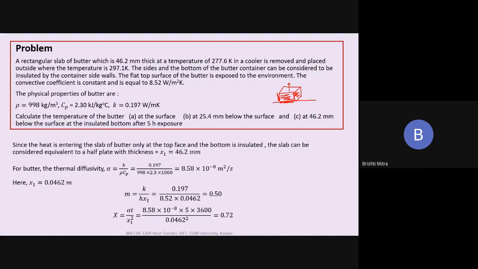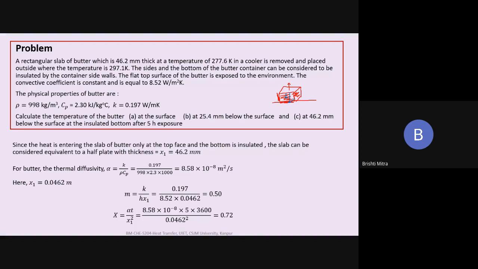But the surface, what is the temperature at 25.4 millimeters below the surface? Let me just change my ink color. So we have to find out the temperature 25.4 millimeters below the top surface, and at 46.2 millimeters below the surface, at the insulated bottom, after 5 hours of exposure. This one and this one. And this is after 5 hours of exposure.